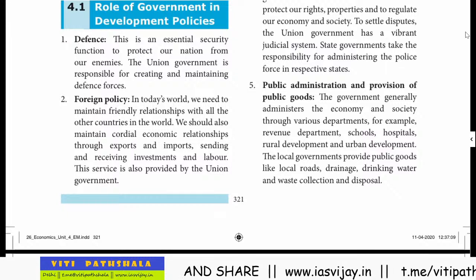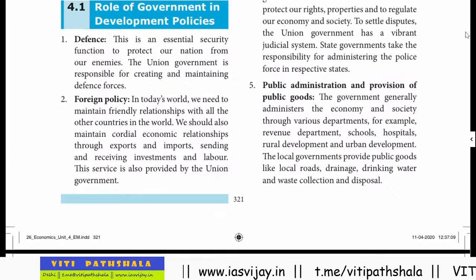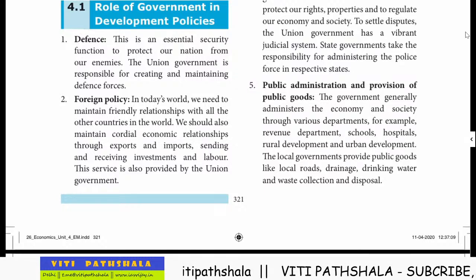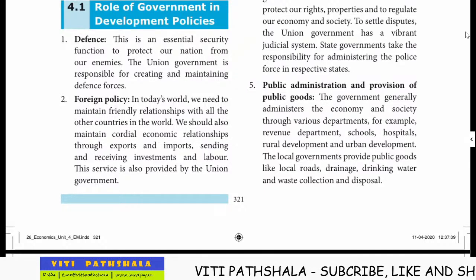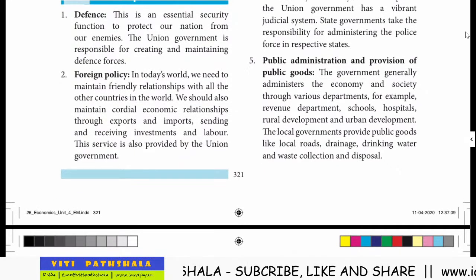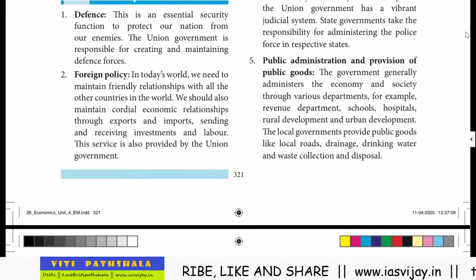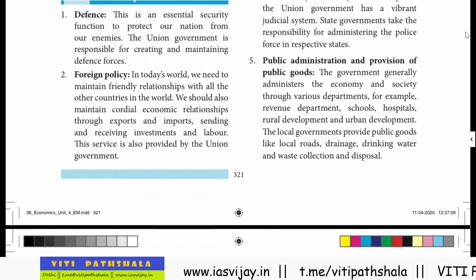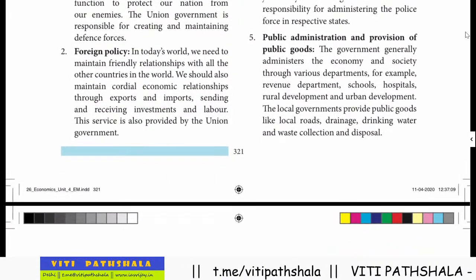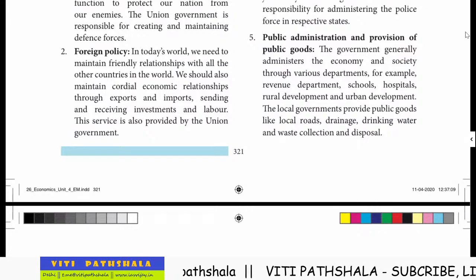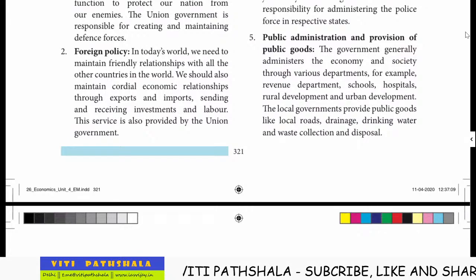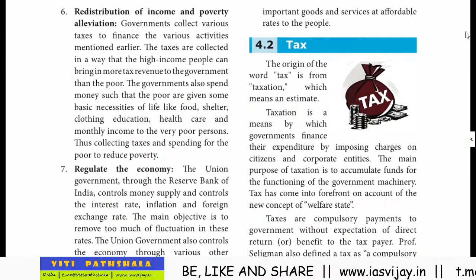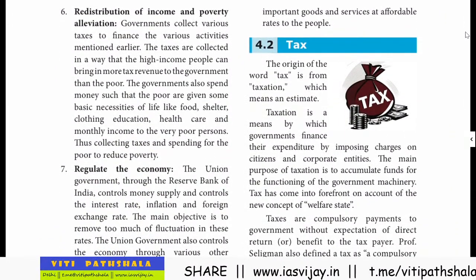Now, public administration and the provision of public goods. The government generally administers the economy and society through various departments, for example the revenue department, schools and hospitals, rural development and urban development. The local government provides public goods like local roads, drainage, drinking water, and waste collection and disposal.